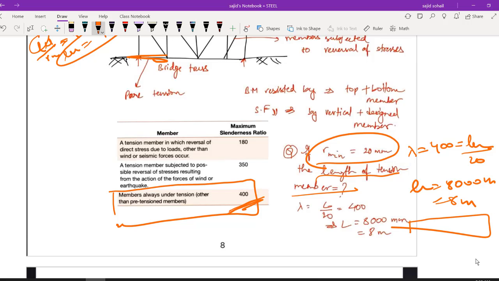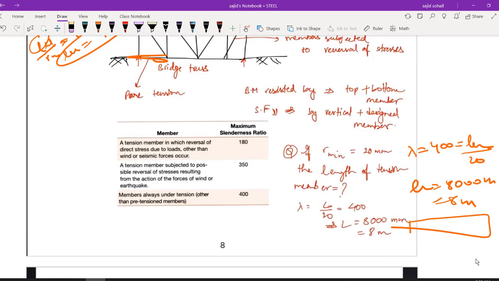Now comes the very important thing: a tension member which is subjected to reversal of direct stresses due to loads other than wind or seismic forces. And next is a tension member subjected to possible reversal of stresses due to the action of forces of wind and earthquake. You may have a problem remembering, but this is very simple. Just remember it like this: a tension member which is subjected to reversal due to live load plus dead load, because of which reversal of stresses is forming.